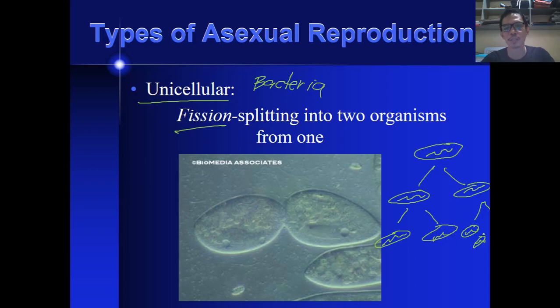And what do you notice? What do you notice here? So the daughter cells are the same as the parent cell. Alright, so there are no changes in the genes whatsoever. So examples here are the bacteria, and some unicellular organisms like the protists undergo a similar way of reproduction.